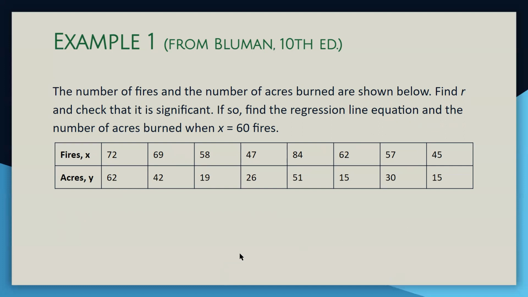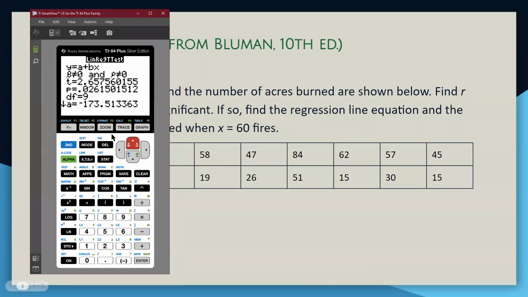The very first thing we're going to do is run through this process, pick off our linear regression equation, pick off our R and R squared values, and then perform a quick test of significance. And if it is significant, then we're going to use that regression line equation to find Y, number of acres burned, when X is 60 fires. So let's go ahead and start this process. For this example, I'm going to use the TI-84. So I'm going to pull that back up.